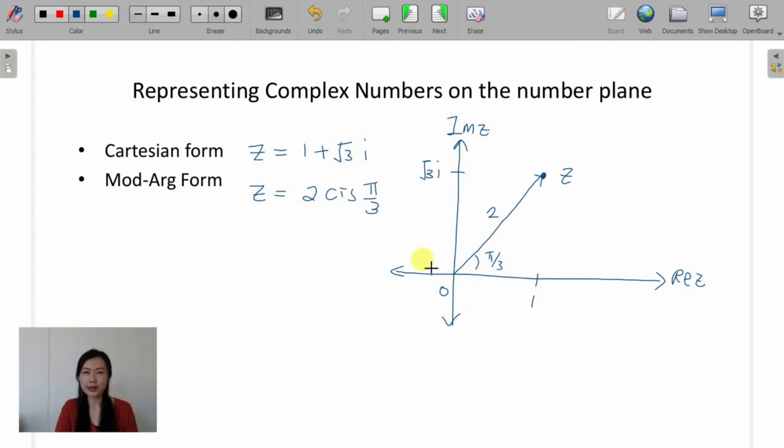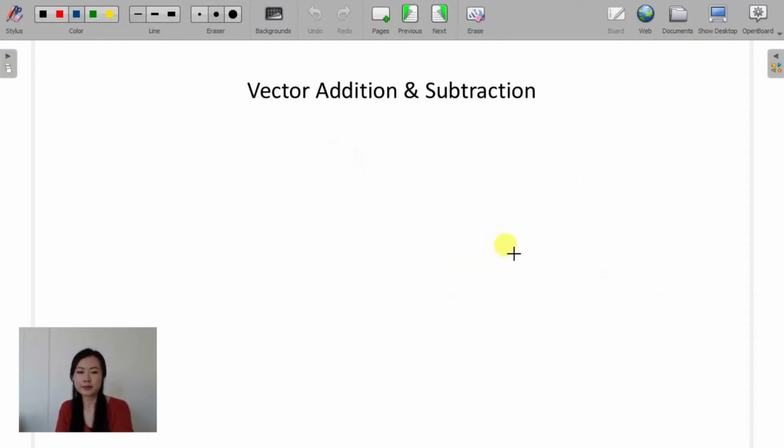You should know how to plot it by now, because that's important to finding the mod-arg form itself. I found the modulus through Pythagoras: that's 1 and root 3, so Pythagoras gets you 2, and then you just use tan to find the angle. I won't get into that today because that's not the purpose of today's lesson. So let's talk about vector addition and subtraction as well.